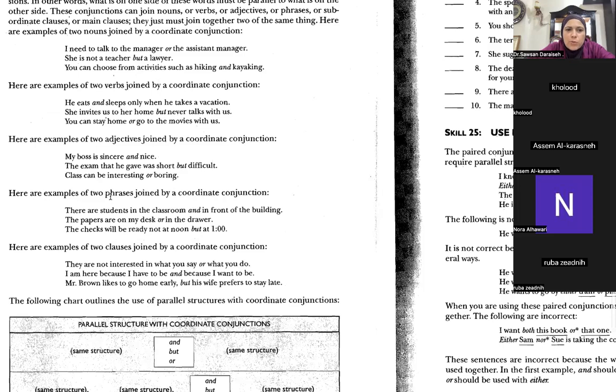Here are examples of two phrases. Now we want to use phrases. Phrases means a set of words together, all right? And these phrases are joined by a coordinate conjunction. Again, coordinate conjunction means and, or, but. That's how we join adjectives, verbs, nouns, and phrases. Let's take a look at this example.